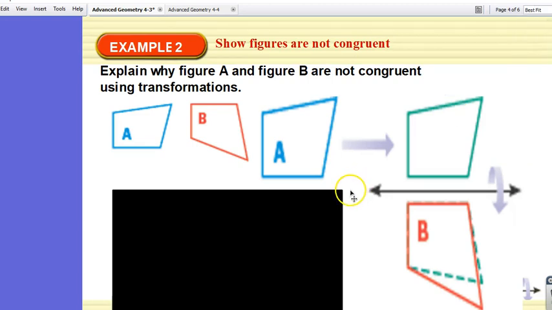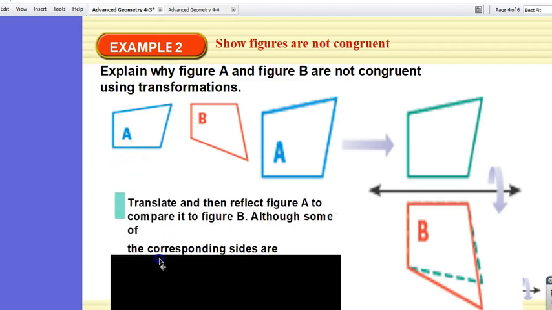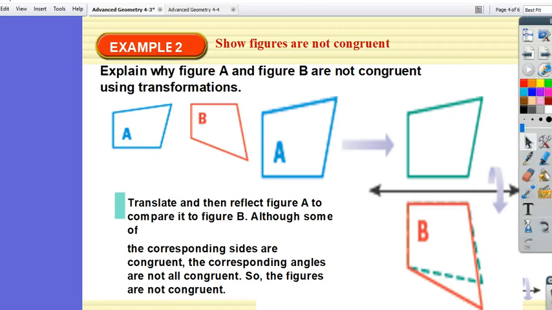Explain why figure A and figure B are not congruent using transformations. Why are A and B not congruent using transformations? So they actually have a picture showing you. So if they slid it over and then reflected it, right, if they did the translation to the right and then a reflection over a horizontal line, they're not going to line up perfectly. If you can see, this sticks out further than here, right? They're not the exact same shape. They're not congruent, so you're not going to get a congruent transformation out of those. All sides and angles have to be the same.